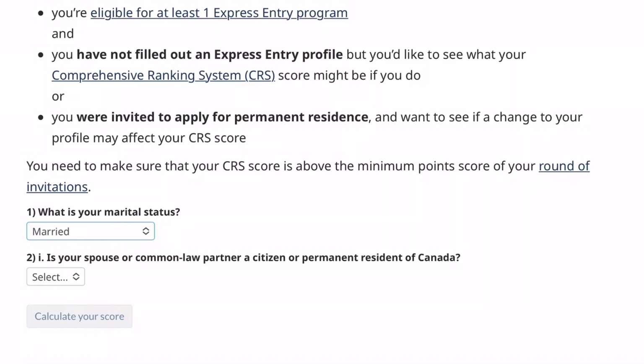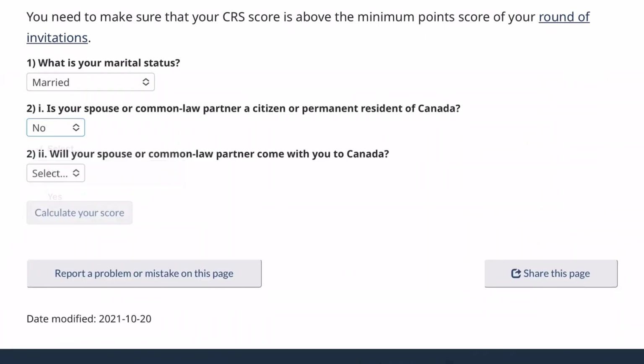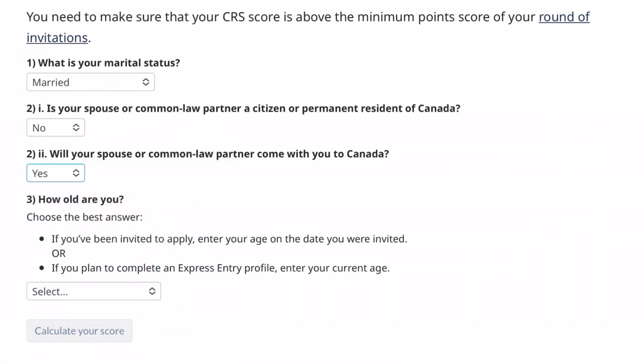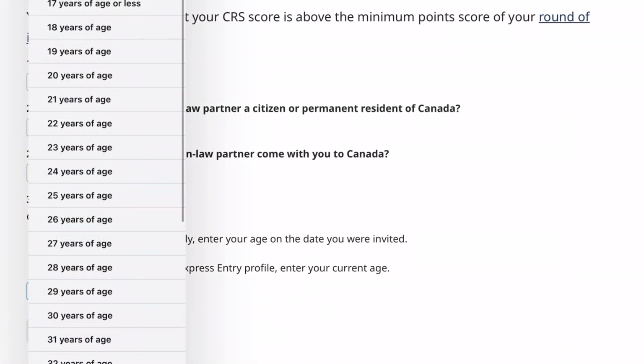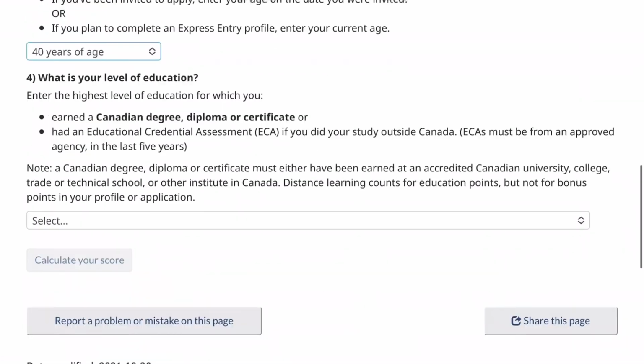Is your spouse or common law partner a citizen or permanent resident of Canada? Mine was not, so no. Will your spouse or common law partner come with you to Canada? Most probably yes. So some of these questions follow from your first questions. Okay. How old are you? Basically just put your current age, whatever it is.